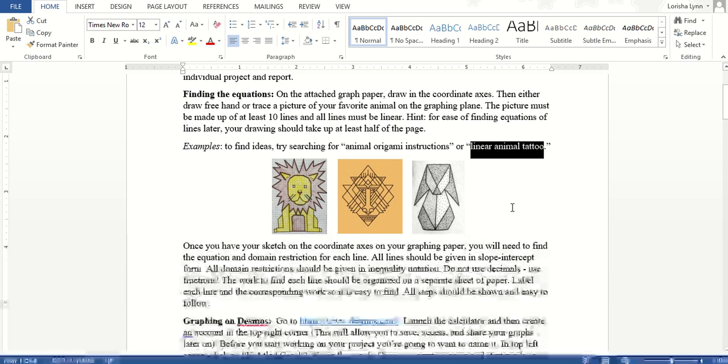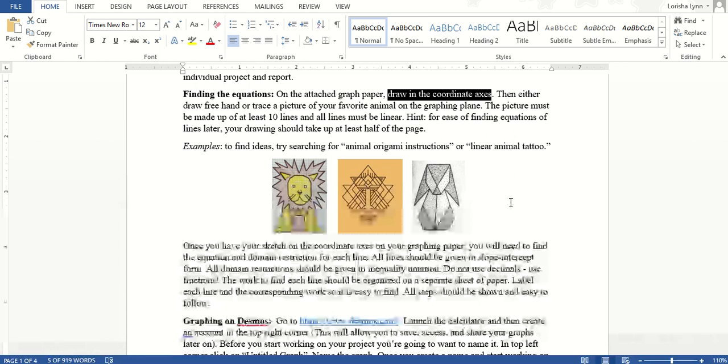So you have your favorite animal drawn on the graphing paper. Then you want to draw in the coordinate axes. You need an X and Y axis. So I would suggest try and find a good place to put these. Try and get your origin to be the start of one, if not more, of your lines, because then you don't have to worry about the y-intercepts for those lines. So draw in your X and Y axis so the origin is at the start of some of your lines.